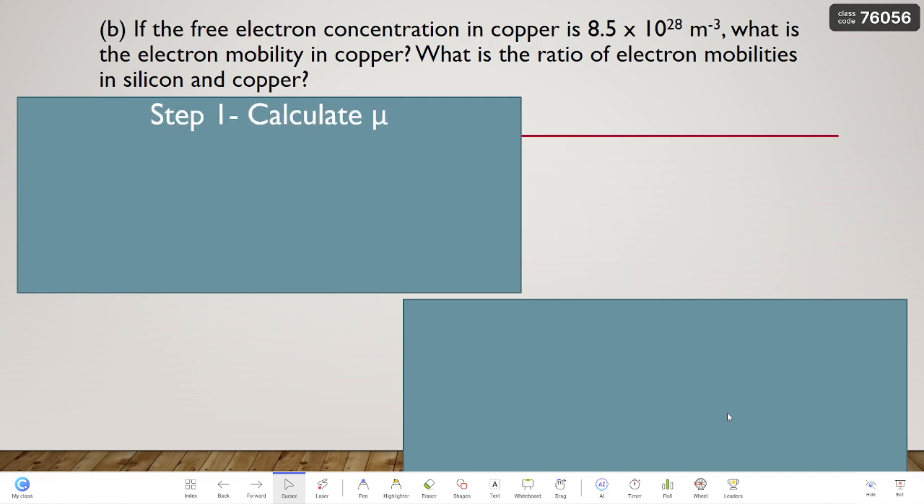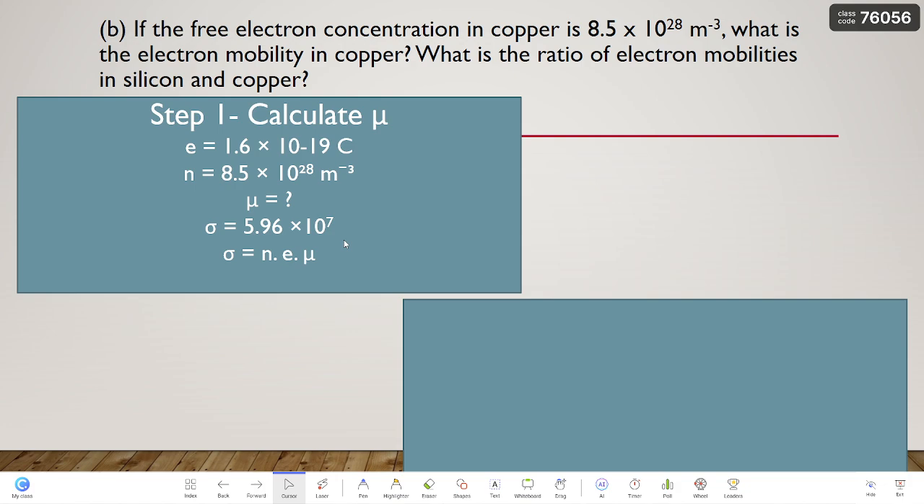So we will calculate mobility. The charge on the electron we already know. We have been given the free electron concentration. We don't know the mobility. We are going to find it out. Here we assume the conductivity of copper is 5.96 times 10 to the power 7. Now you are wondering where we took this value from. This is the standard value. You can find it in any textbook.